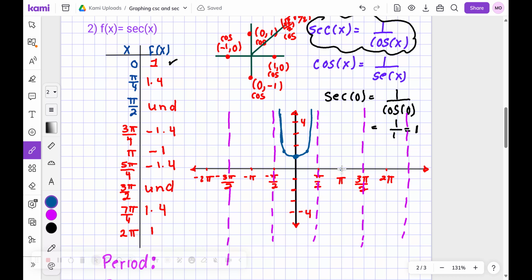Then at pi it will be negative 1. Why did I plot the point over there? I have no idea. So it's right here. And then 1.4, 1.4, and it goes down. So my other one has to open up. And I cannot do one here. You cannot have two in a row that open up, okay? So that's how you know if you're doing it wrong. My other one has to be right here. Just follow the pattern.